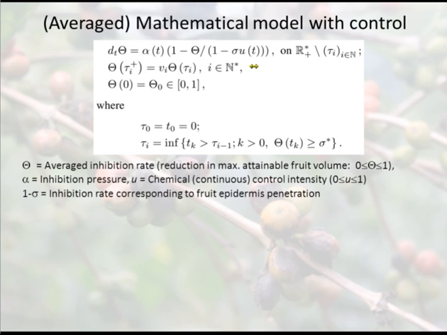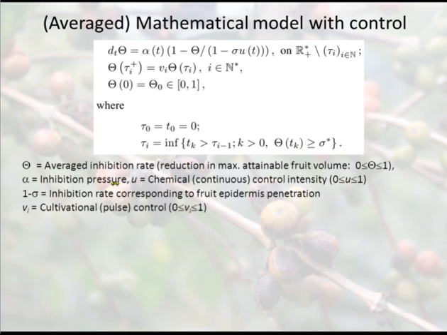If U is equal to 1, you can see that the stable solution for theta is theta equals 1 minus sigma. And this expresses the fact that if there is chemical control, the Anthracnose cannot penetrate the epidermis and the damage is limited. V is cultivational control.